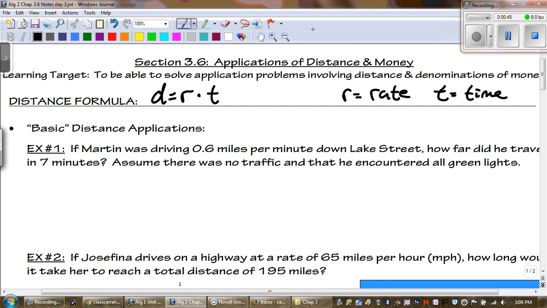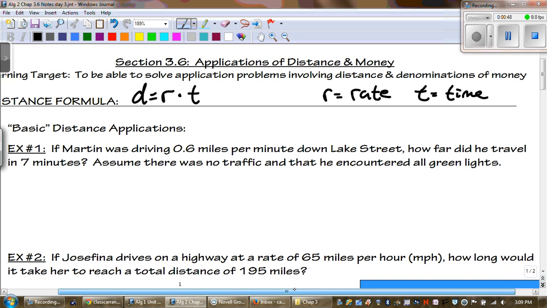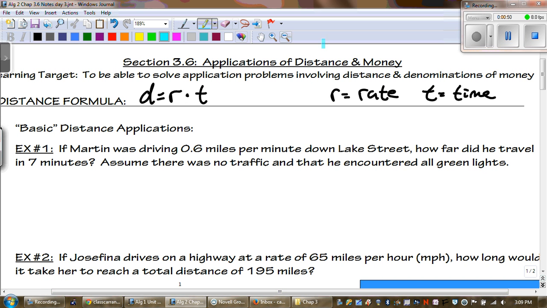Let's go ahead and look at problem number 1. It says, if Martine was driving 0.6 miles per minute down Lake Street, how far did he travel in 7 minutes? Assume that there was no traffic and he encountered all green lights. Okay, so with formulas like this, I like to make sure that I write down all of the variables and then fill out the information that we know.